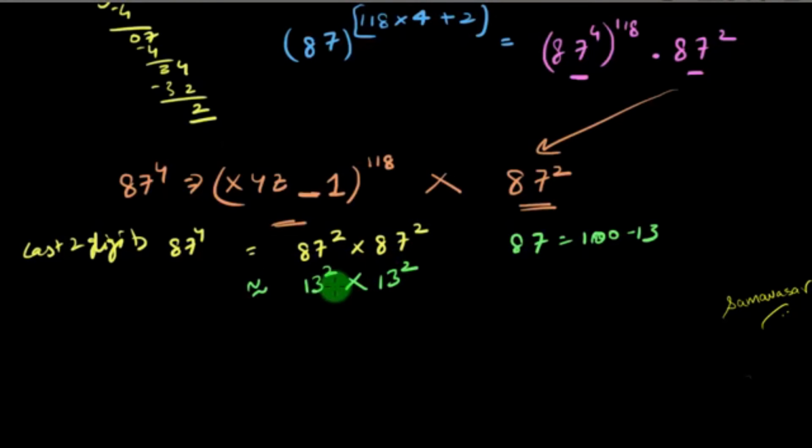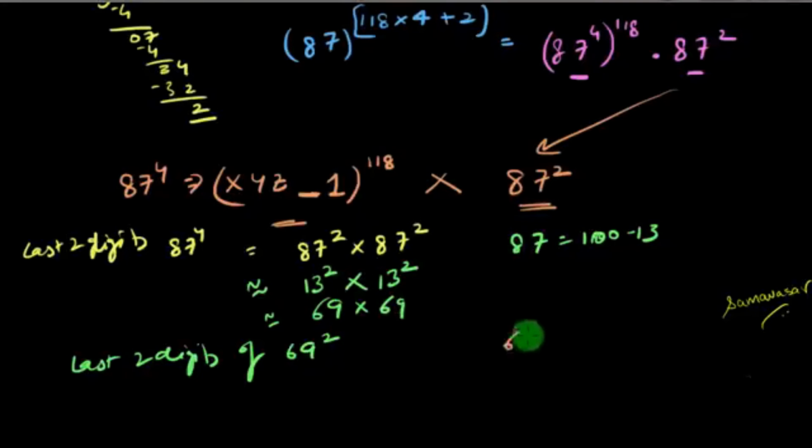This we know is 169 and this is 169. So again I just need to take the last two digits. Last two digits will be 69 into 69. Now this is what I have. So again I need to find out the last two digits of 69 square. But again I have the form of a square. This again I can write in terms of 50 plus or minus something. 69 is equal to 50 plus 19. So the last two digits of 69 square are the same as the last two digits of 19 square.